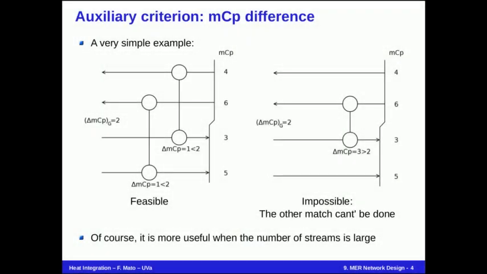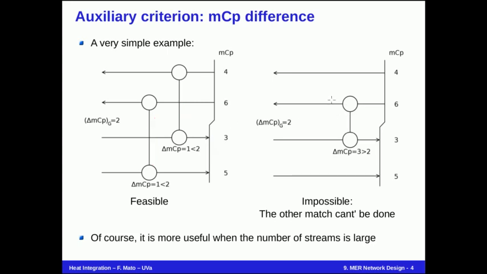We are going to see a very simple example, but remember that this only makes sense when the number of streams is big. This cold side pinch topology is solved with two heat exchangers with an individual difference of 4 minus 3, 1, and 6 minus 5, 1, so 1 in both cases, while the global MCP difference is 10 minus 8, 2. Both heat exchangers have a smaller individual MCP difference.